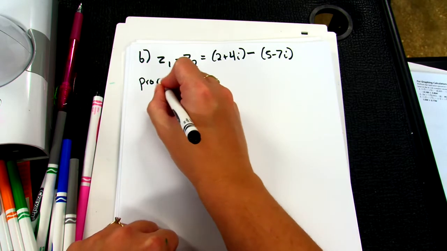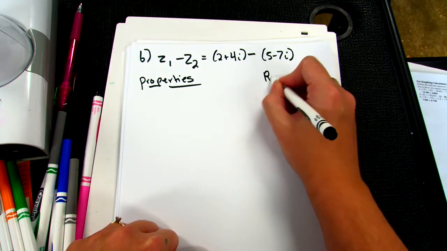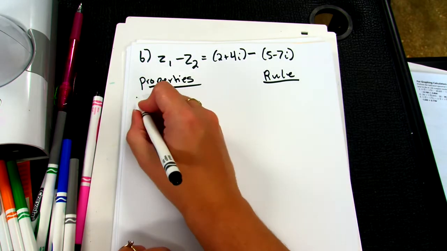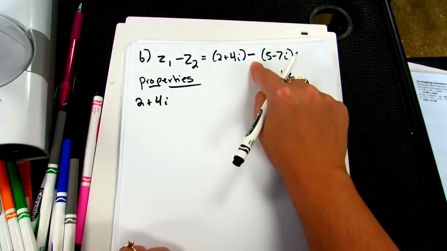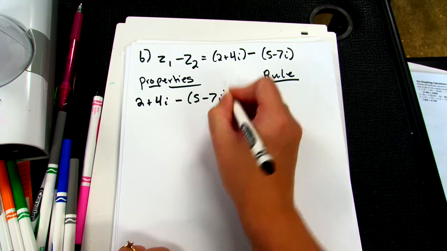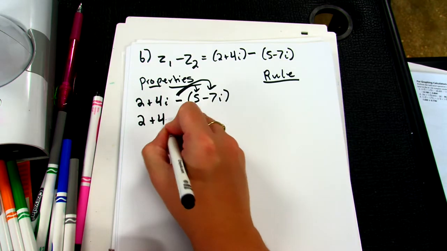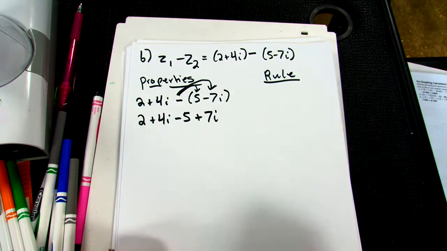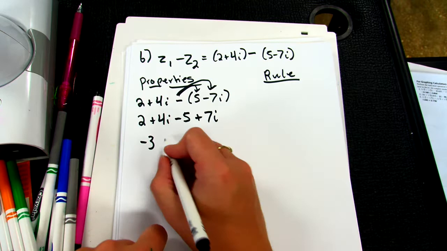So properties versus your rule. So properties, the first thing I want to do is drop the parentheses. But in order to drop this parentheses, I have to distribute the negative. So I'm going to distribute this negative to the 5 and to the minus 7i. So now I've got 2 plus 4i minus 5 plus, because negative and negative is plus, 7i. Okay, combine like terms. 2 minus 5, negative 3. 4i plus 7i is 11i.